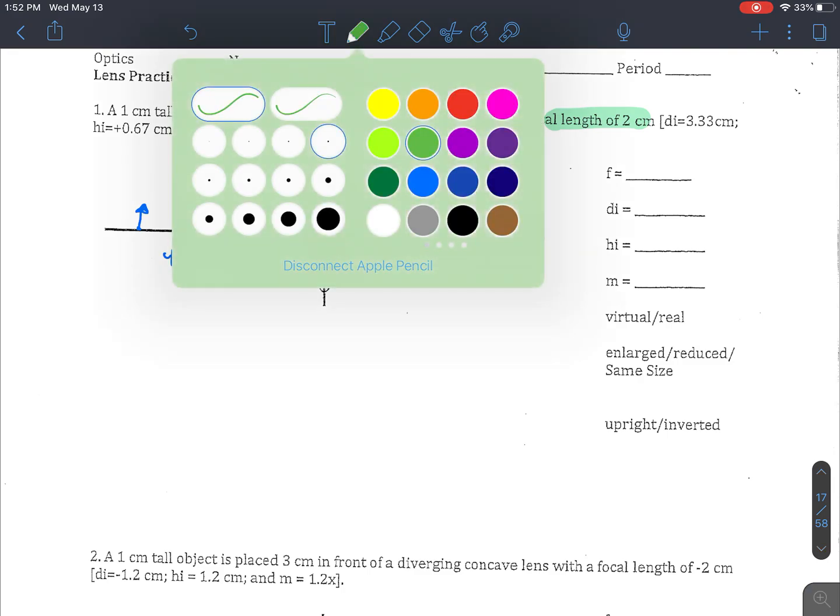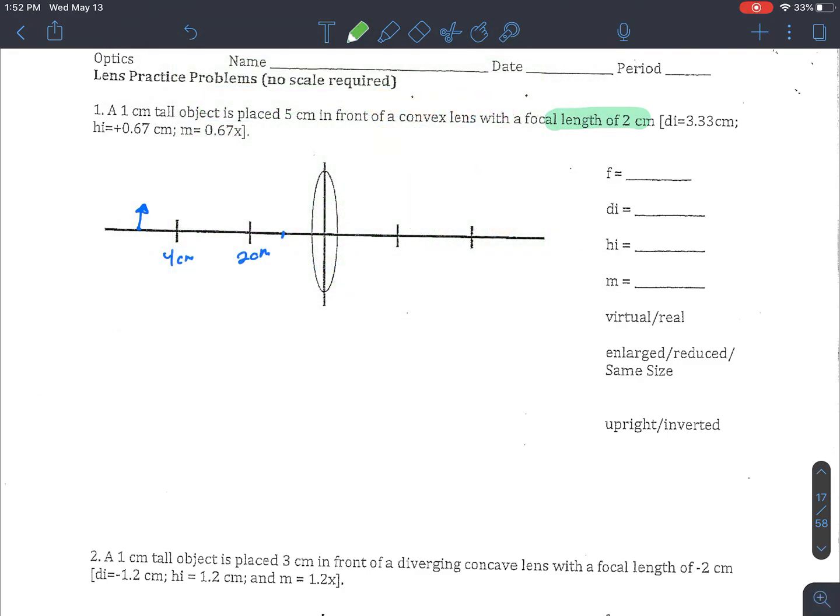So for our 3 rays, we're going to draw parallel to focal. Parallel to my lens, or parallel to my surface, sorry, and once I hit my lens, I'm going to go through the focal point. So that's the direction that the light's going to go.